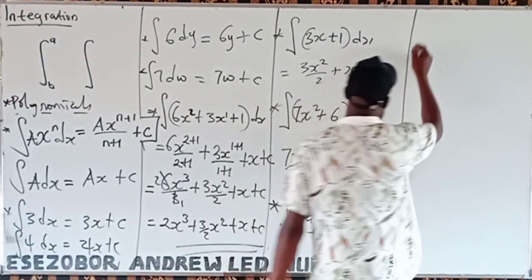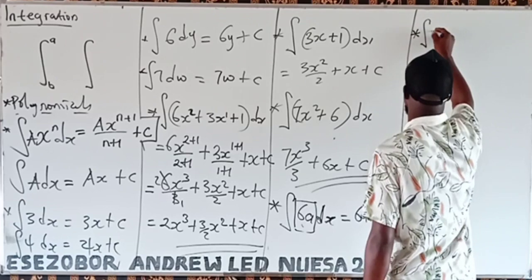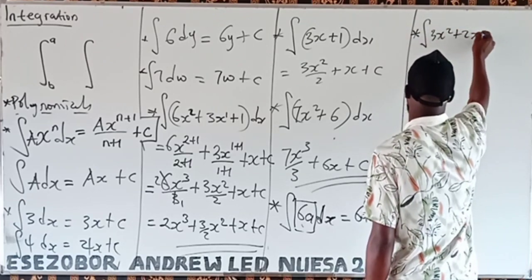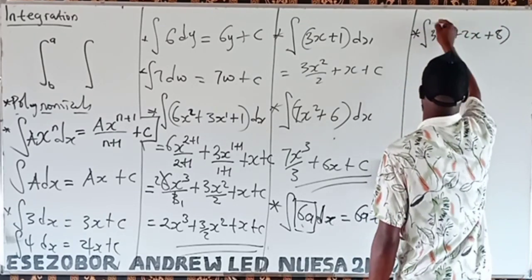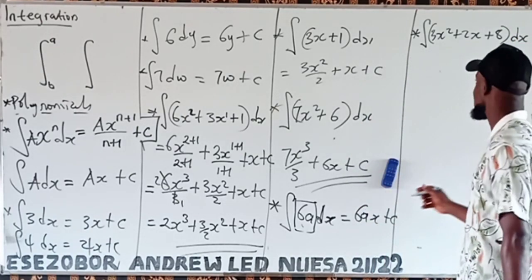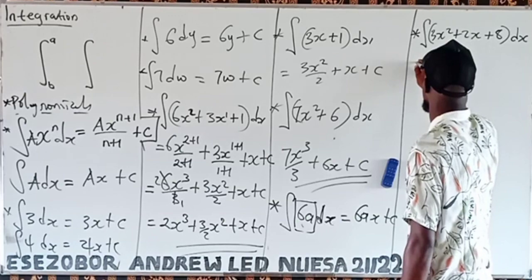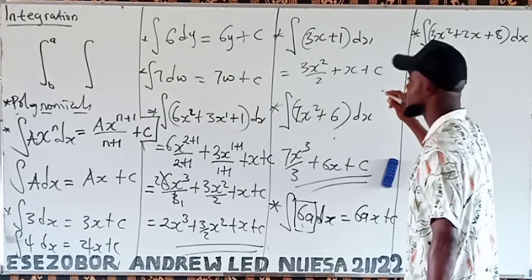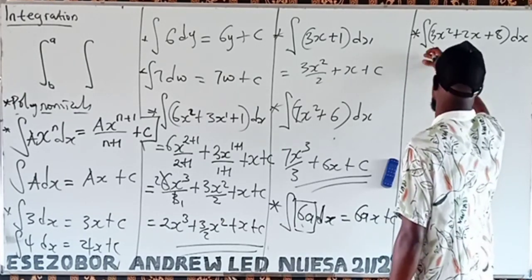So now let's look at more questions on that. Let's integrate 3x squared plus 2x plus 8 with respect to x. What will be the answer to the 3x squared plus 2x plus 8? Try and do this yourself. You can solve it with your eye.